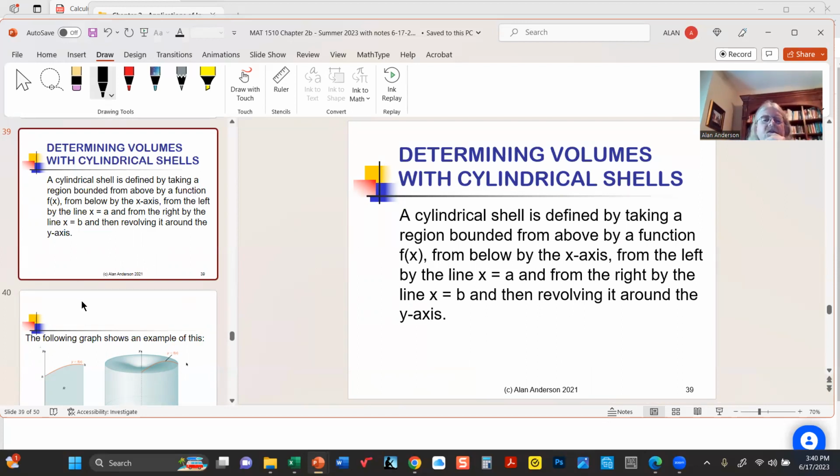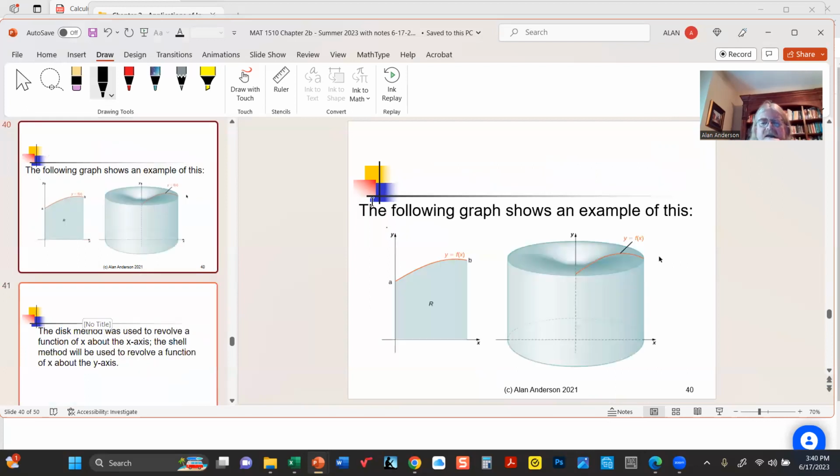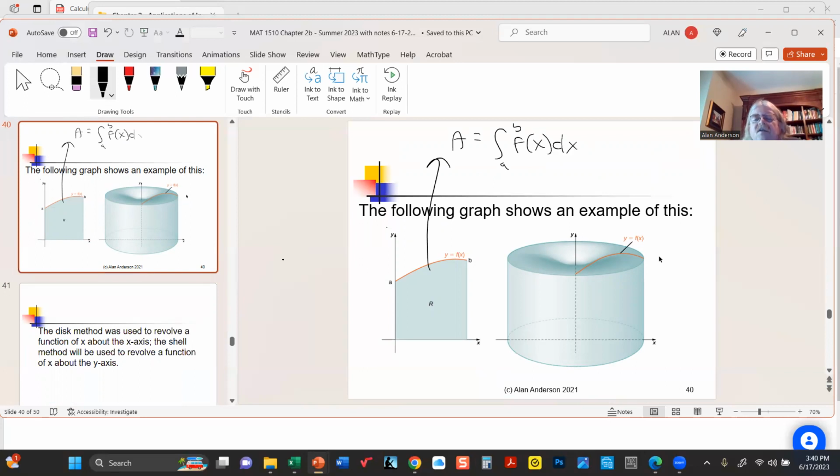And let me show you what this looks like. So what we're looking at is this piece. And again, we know how to calculate this area. From a to b, f of x dx. But here's what's going to happen. We're going to rotate it. You can see what's happening.